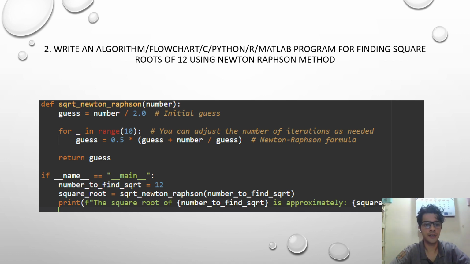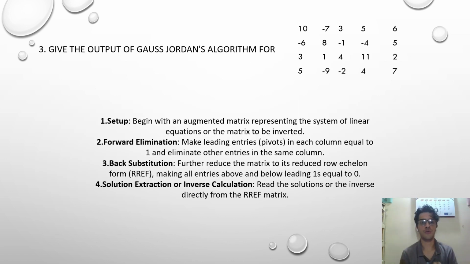Next, for a loop in range 10, guess = 0.5 × (guess + number/guess). This is the Newton-Raphson formula. Then we return the value of guess. Then if __name__ equals __main__, the number to find the square root of is 12. We compute the square root using the Newton-Raphson function, then print the square root of the number, 12, which is approximately the printed value. This is going to be printed on the output screen, and this is the right answer.